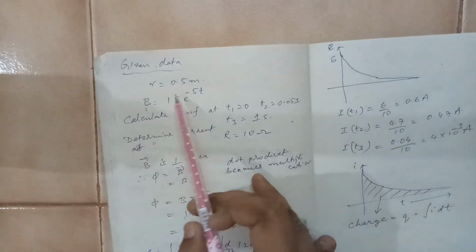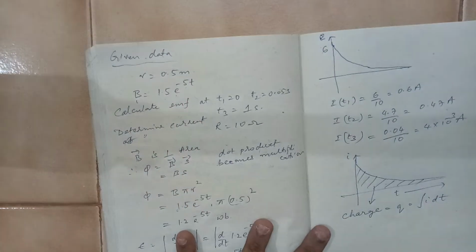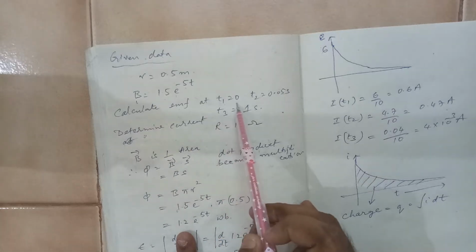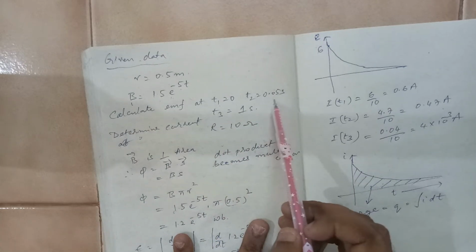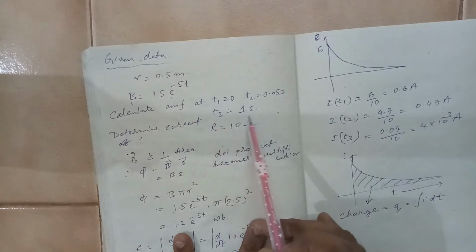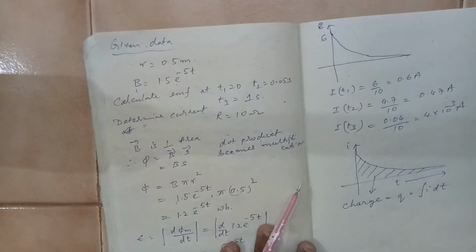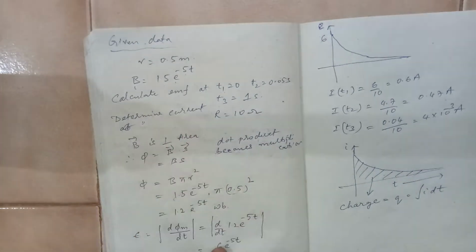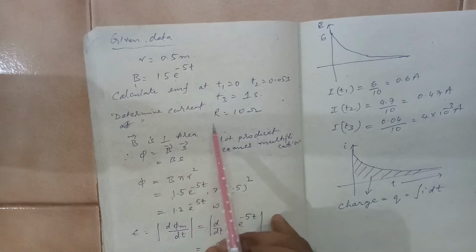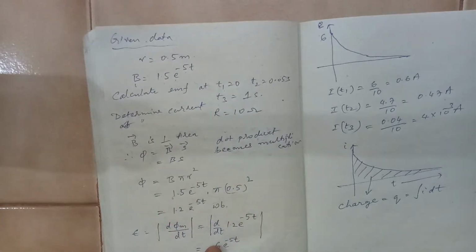The radius of the coil is given as 0.5 meters. We have to calculate EMF at time t1 is equal to 0, t2 is equal to 0.05 seconds, and t3 is equal to 1 second. And we have to determine the current also. The resistance is given as 10 ohms.